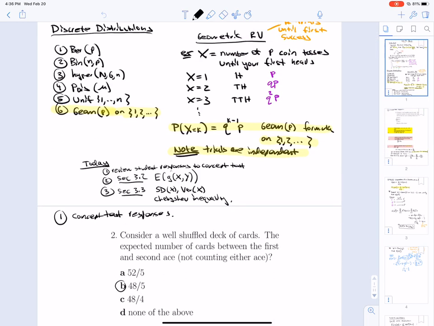Today we're going to review student responses to the concept test from last time. We'll talk about the expectation of a function of several variables, and then we'll start section 3.3, which is SD, variance and Chebyshev's inequality.